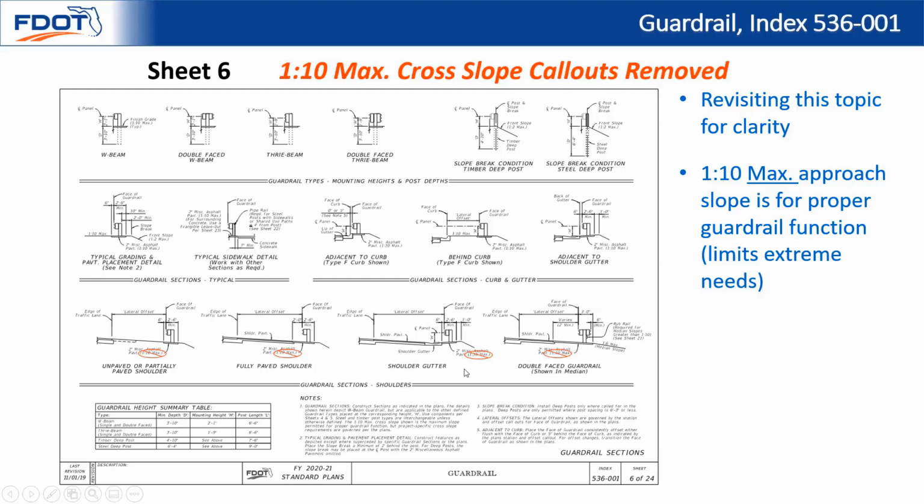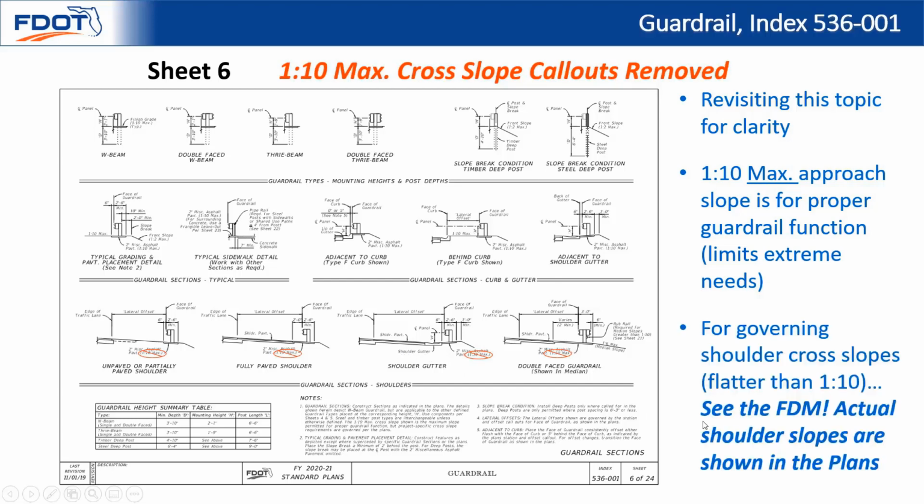The intention is not to provide governing cross slope information for shoulders in the guardrail standard. Instead, that would be found in the FDOT Design Manual roadway geometrics, typically FDM 210 and FDM 211 and the like. So again, please don't look to the guardrail standard to design your shoulder cross slopes. Instead, look to the appropriate places in the FDM, and then you place those slopes in the plans, and the plans are what govern shoulder slopes, not the guardrail standard.